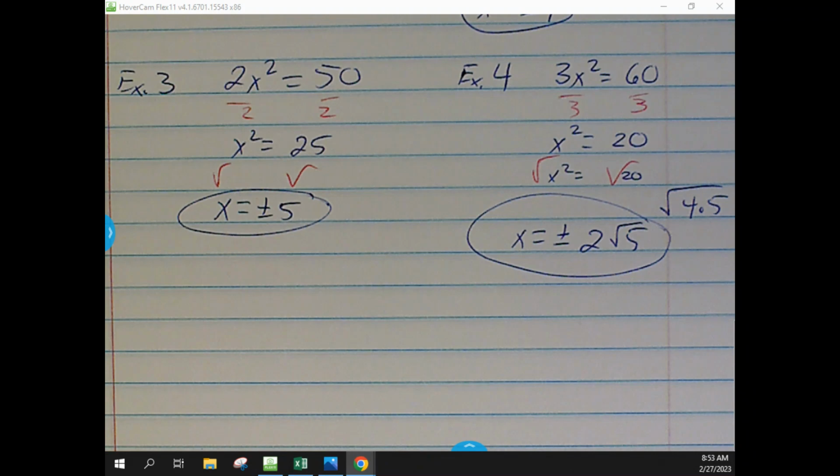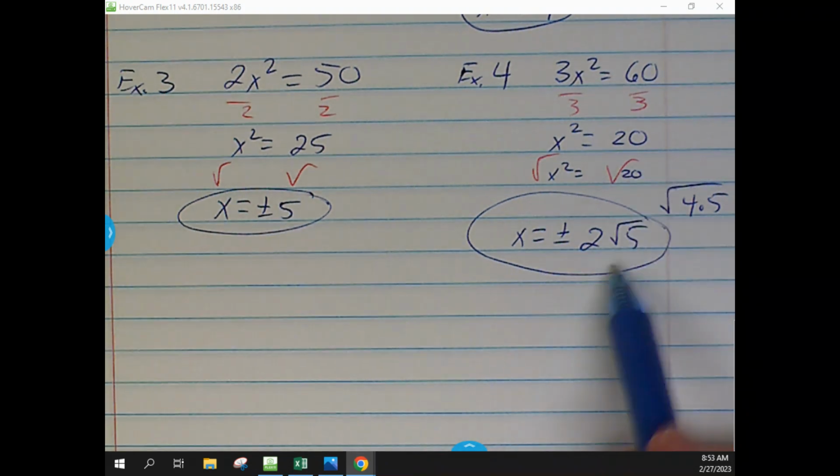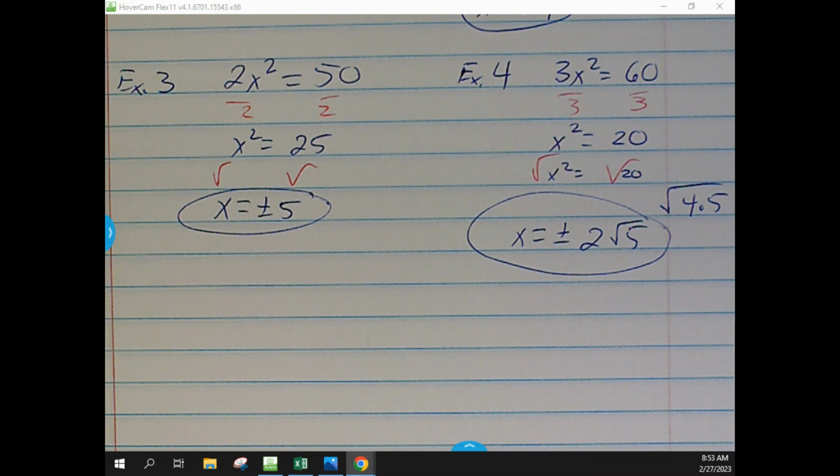Okay, so again, you may get a perfect square root. You may get one that's not a perfect square root. Either way you go, you just break it down as much as you can when it comes off of it. Okay, and then one more.